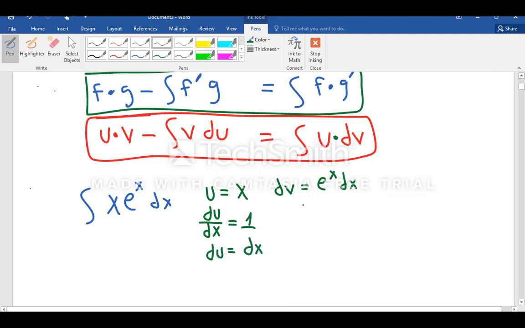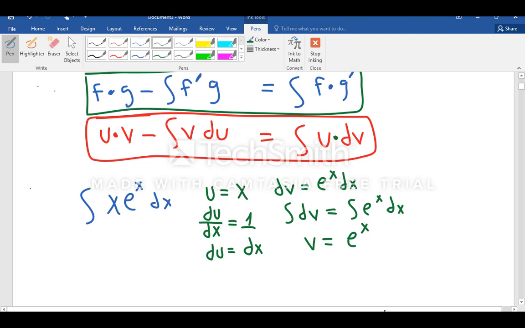And then over here, we're going to integrate. We have the dv term in our integral, and we need the v expression in our formula. So we're going to go ahead and integrate. The integral of dv will equal the integral of e to the x dx. When I integrate a derivative, I get the original function, and in this case, the integral of e to the x is e to the x. Remember, normally when I integrate a function, I get a plus c here. But what we're going to do is ignore the plus c.